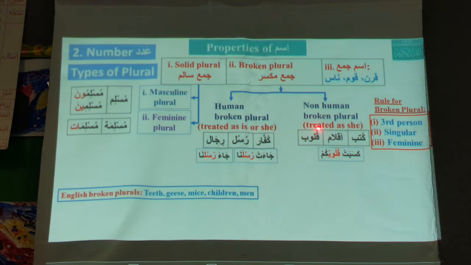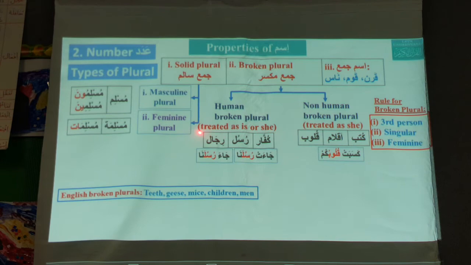So human broken plurals are like kafir has a solid plural like kafirun, but its broken plural is kuffar. When you see kuffar, it is a broken plural. Similarly, Rasul, messenger. Its plural is not Rasulun, Rasulin. Plural is? Rusul. Rajul is a man, one man. Not Rajulun, Rajulin. Plural is? Rijal. Men.